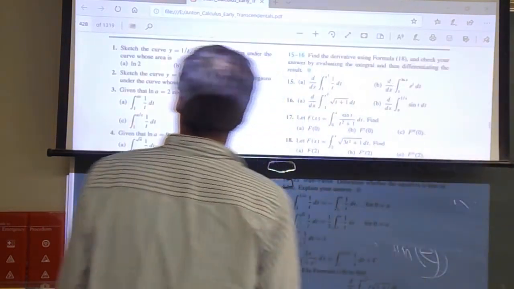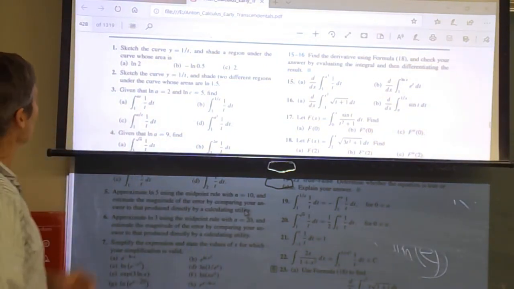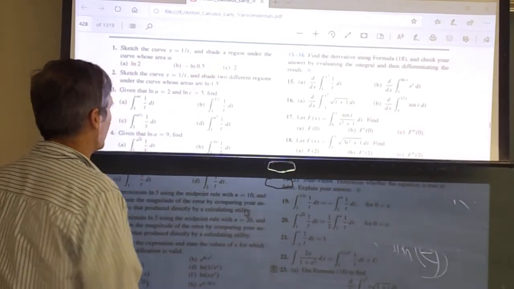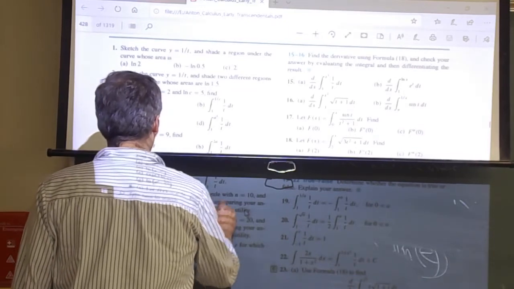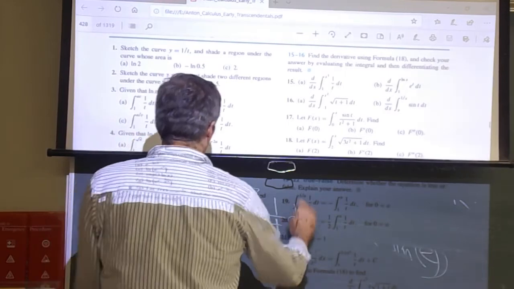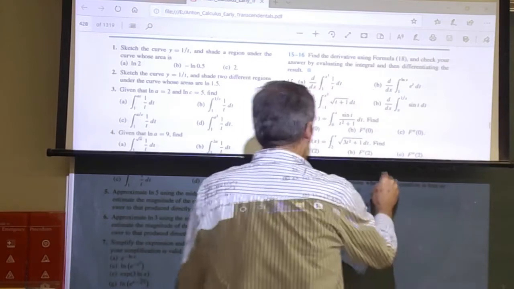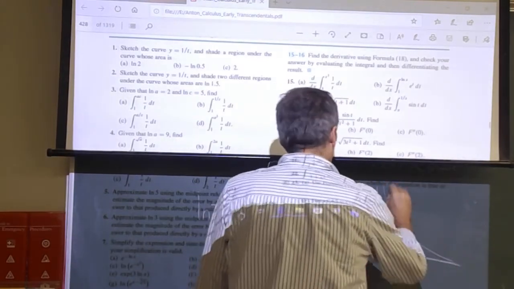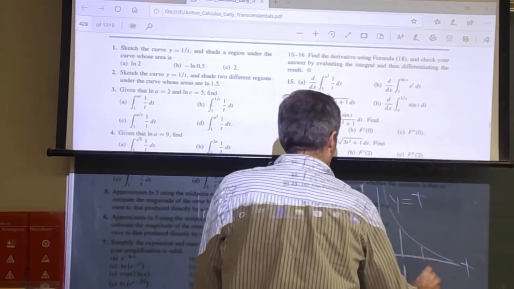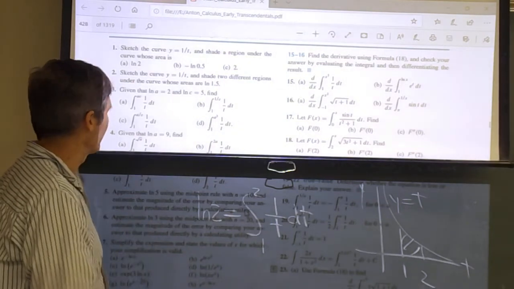Let's try some of the actual exercises down here now. So that says, sketch the curve y equals 1/t and shade a region under the curve whose area is ln 2. Well, remember that ln 2 is defined to be the integral from 1 to 2 of 1/t dt, since ln x is the integral from 1 to x. So this must be the area under the curve y equals 1/t in the t versus y plane. And if you just go from 1 to 2, this area is actually the natural logarithm of 2, according to the definition that we made.